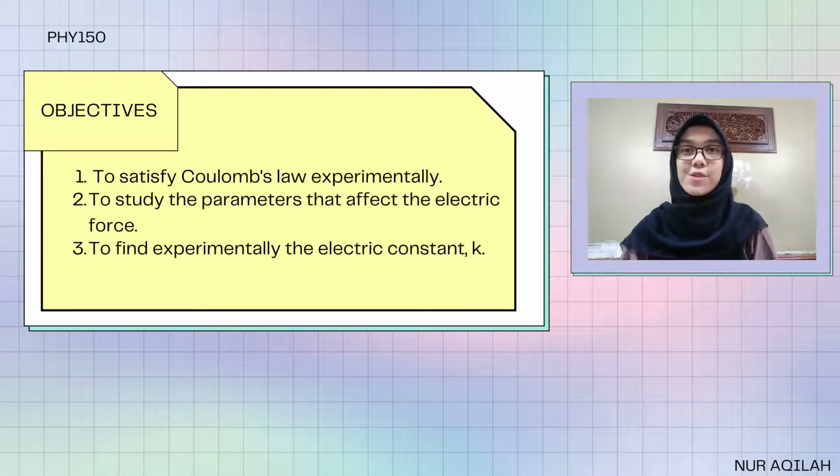I am going to explain to you about the first experiment, Coulomb's law. The objectives of the experiment are to study Coulomb's law experimentally, second, to study the parameters that affect the electric force, and to find experimentally the electric constant K.